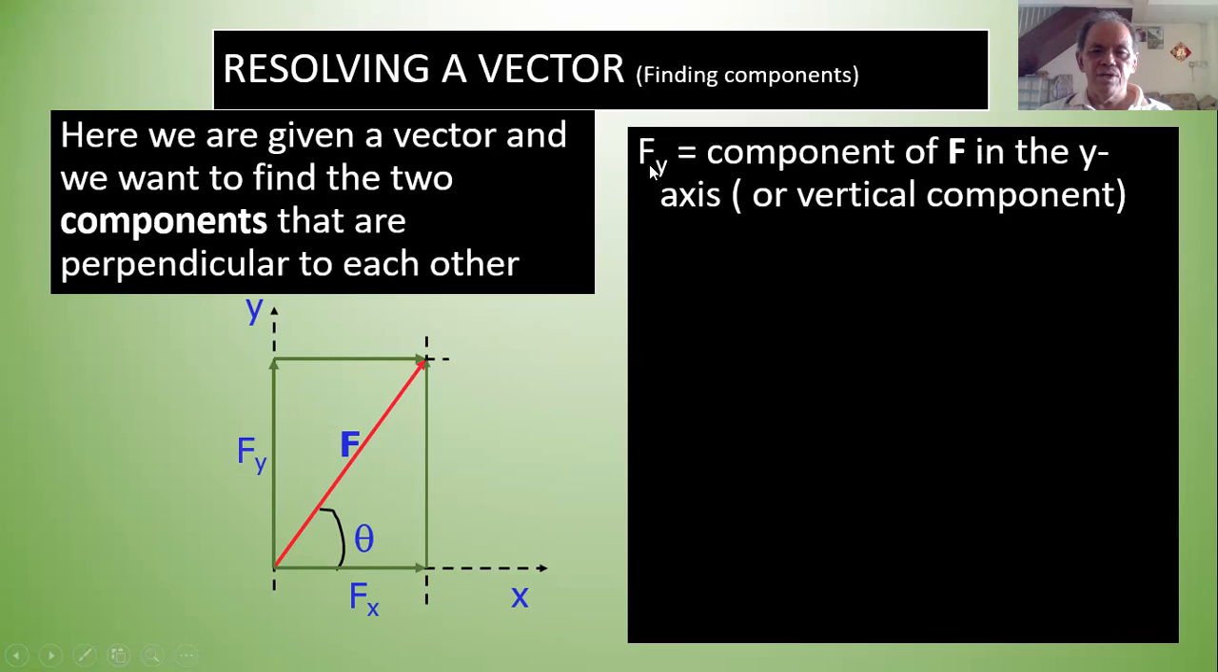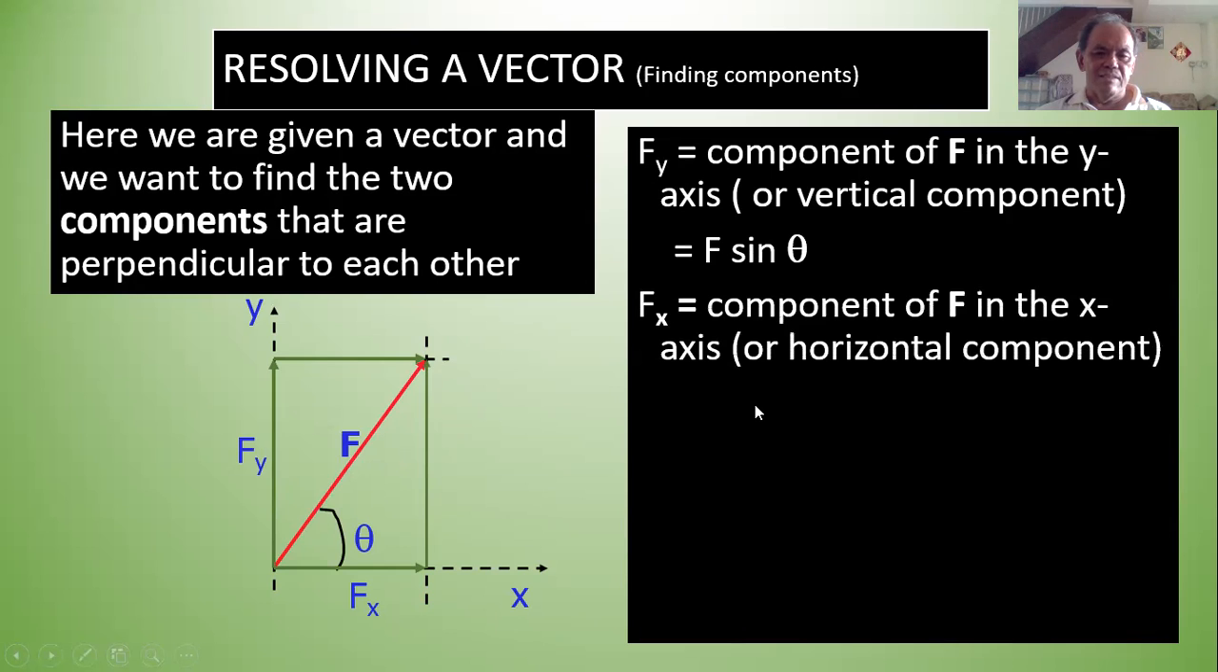Right? We can call it Fy, the component of the force in the y direction, or vertical component. So vertical component this side. Far away from this angle is F sine theta. This is a component of F in the direction of x, or horizontal component. So it becomes F cos theta.